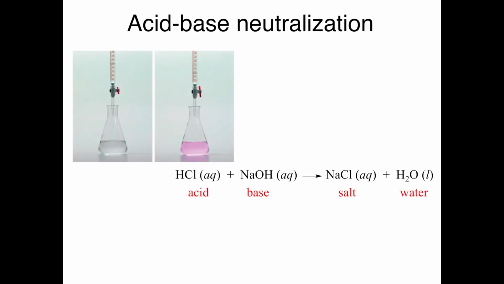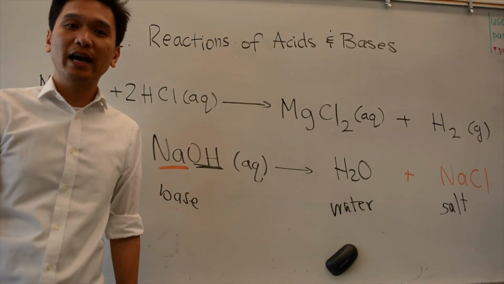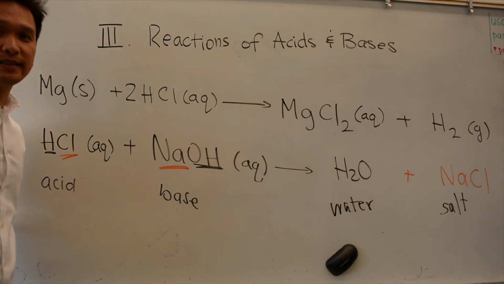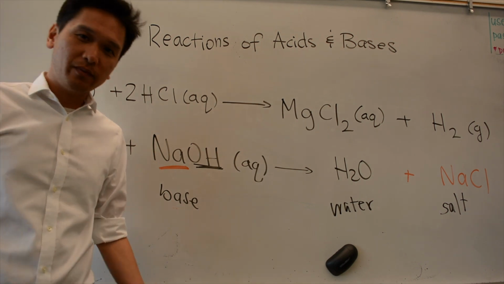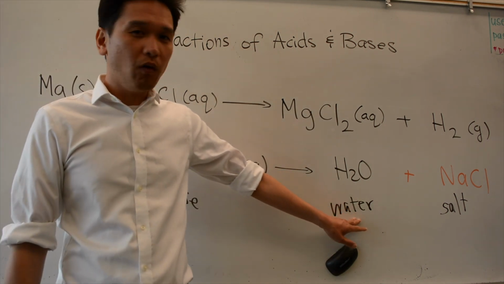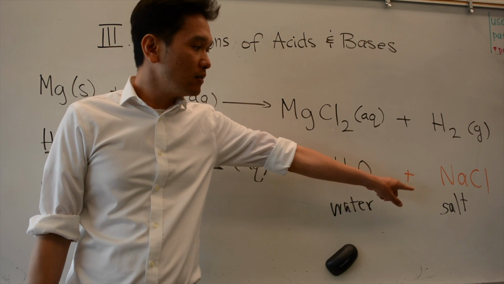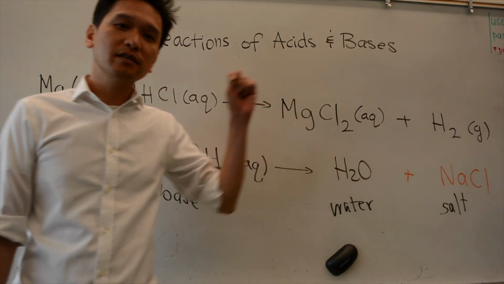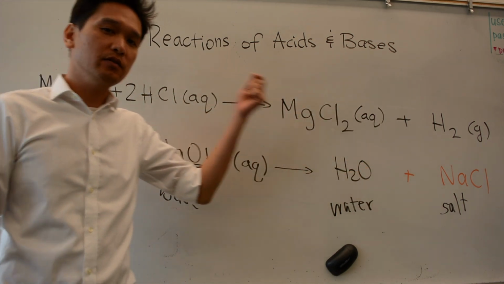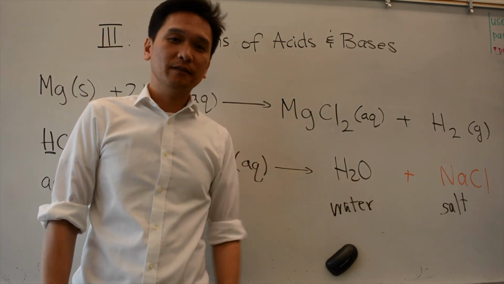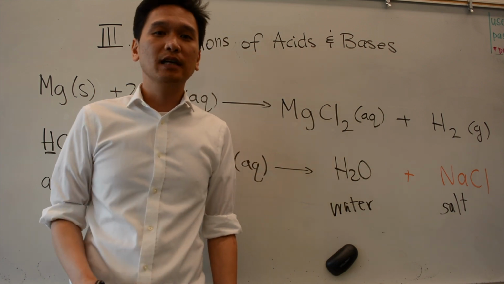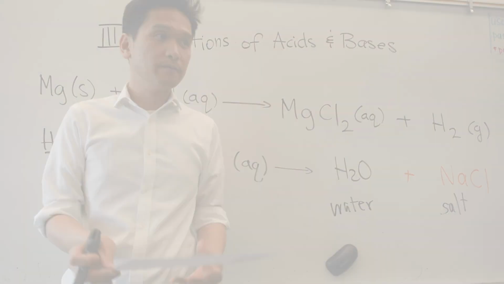Another name for this type of reaction is neutralization. Can you think of why we would call this a neutralization reaction? Let's think about the reactants. On the reactant side, we have an acid and a base. But what's on the product side? Do we have an acid or a base anymore? The answer is we have water, which is neutral, and a salt, which is also neutral. This is the reason why this is called neutralization. You start with an acid and base, and you end up with something that is not acid nor base. That is a prime example of an acid-base reaction.